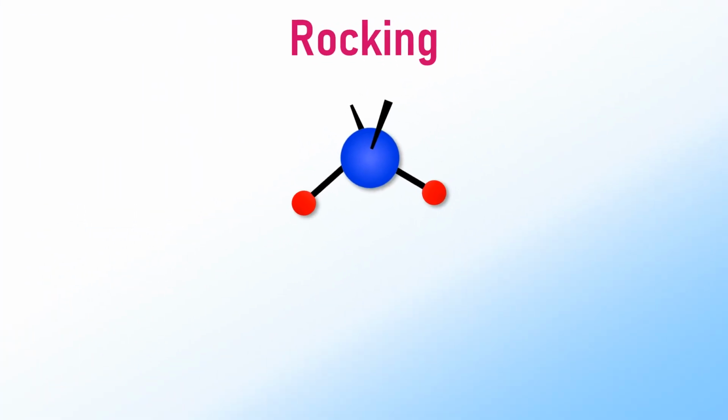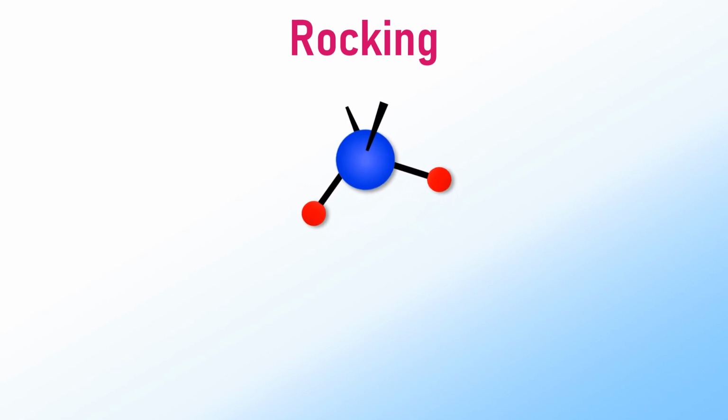And finally, the rocking mode. In rocking vibrations, two atoms or groups move back and forth in the same direction, resembling the motion of a rocking chair. The atoms move parallel to each other with little or no change in bond length or bond angle. Rocking vibrations may or may not be infrared active.